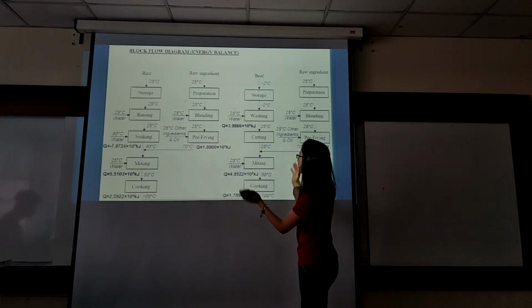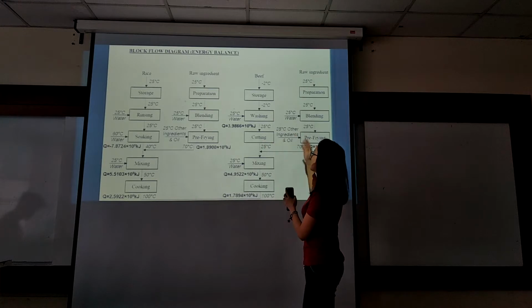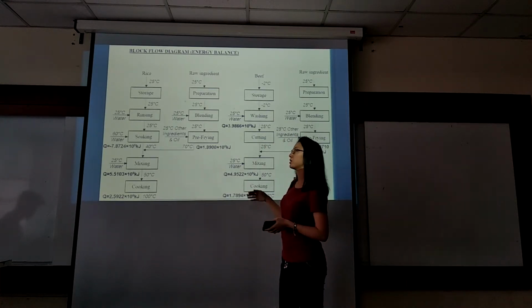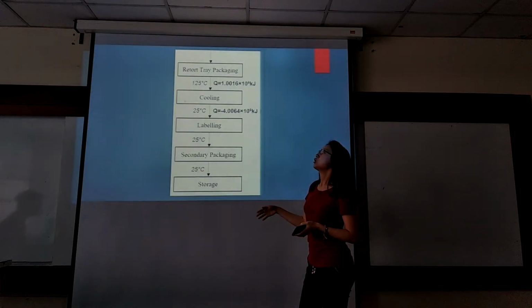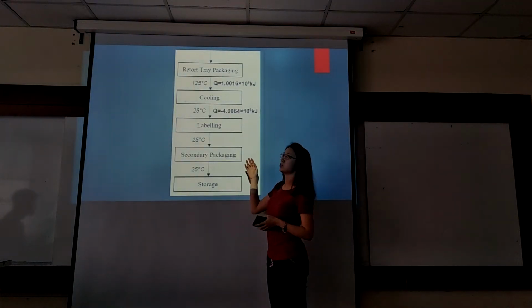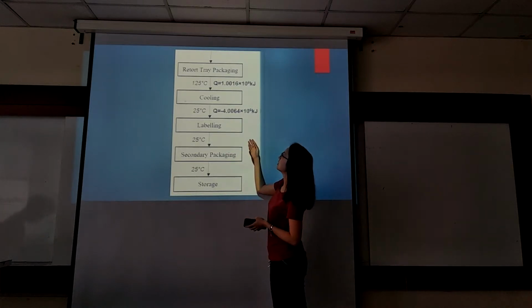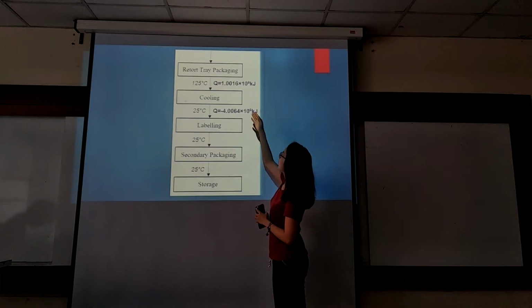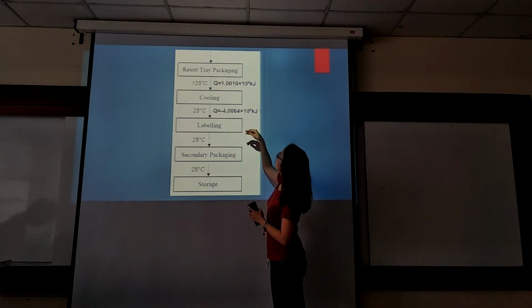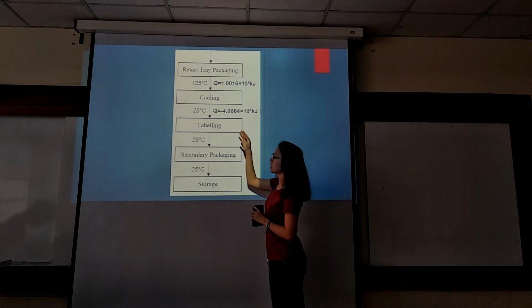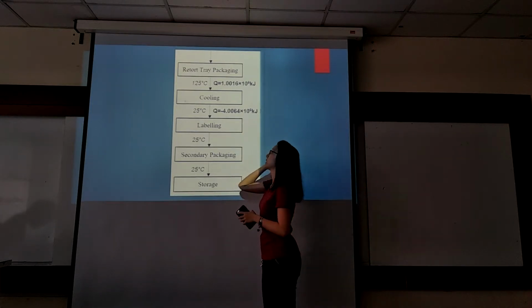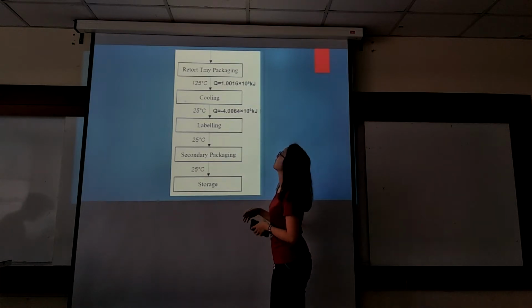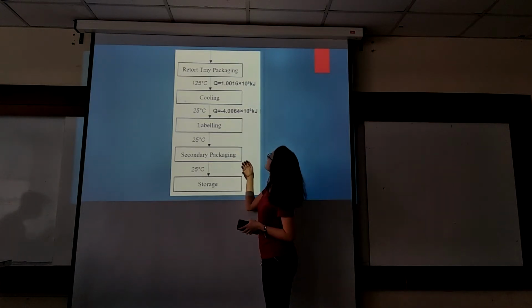So after production of the rice and the beef, the same thing will undergo the packaging process. So the energy balance for the packaging process is retort tray packaging. After the retort tray packaging process, the temperature is 125 degrees Celsius, and the energy required here is 1.0016 times 10 power 6 kJ.